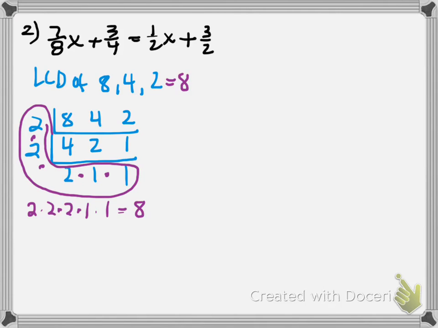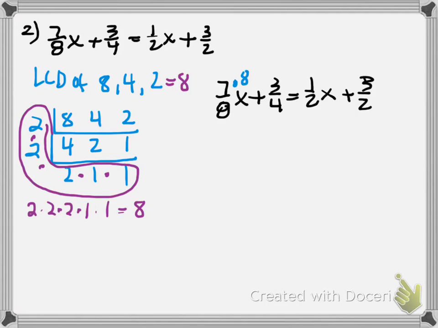All right, since I took up so much room, I'm going to rewrite the problem over here and do the work. So I get 7/8 x plus 3/4 equals 1/2 x plus 3/2. So what I'm going to do is multiply everything by 8. And I show this every single time. And 8 goes into itself once and into itself once. 4 goes into itself once and into 8 twice. 2 goes into itself once and into 8 4 times. 2 goes into itself once and into 8 4 times.